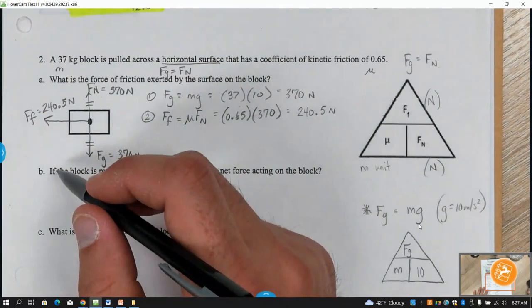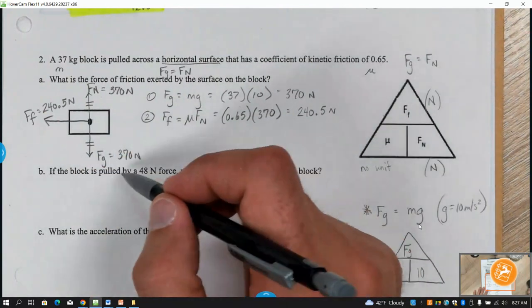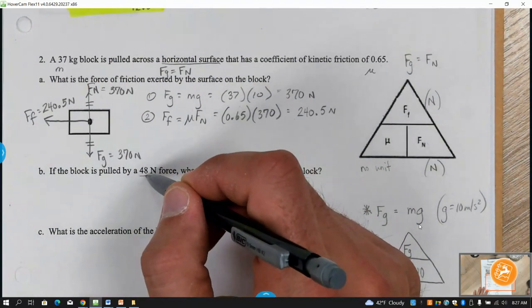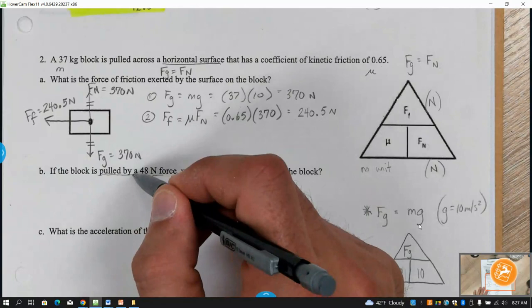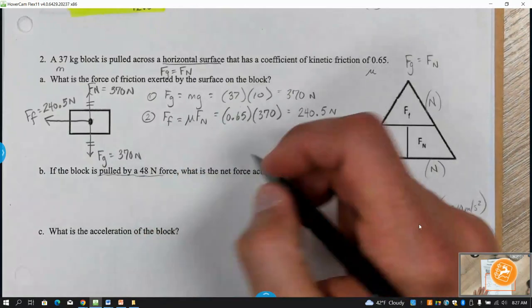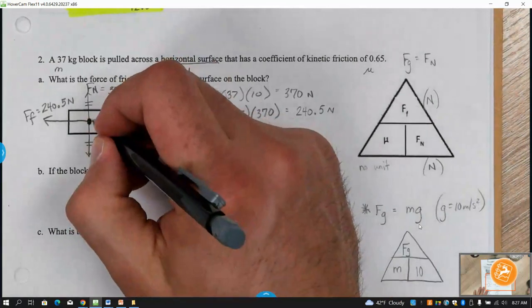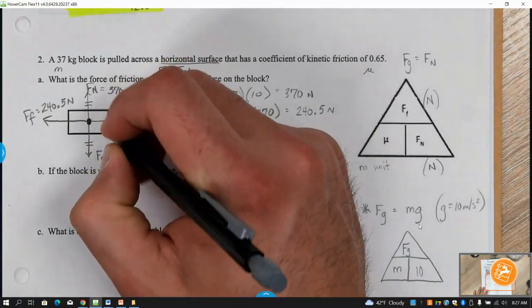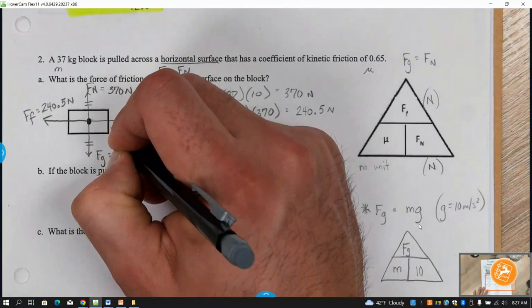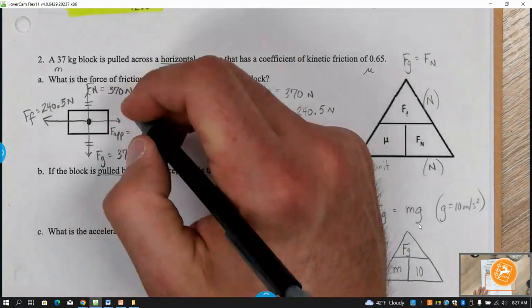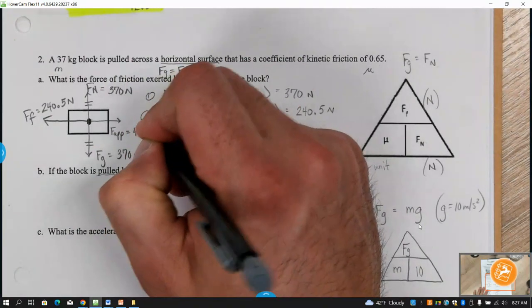It says in part B, all right, if a block is pulled by a 48 newton force, all right, being pulled, that's an applied force. They want to know what the net force is. I'm going to draw in my applied force. So the applied force is going to equal 48 newtons.